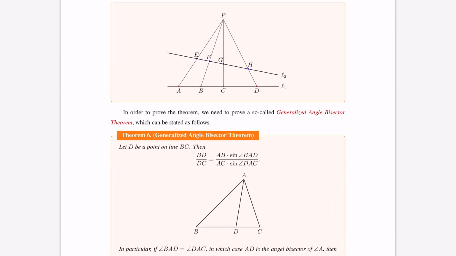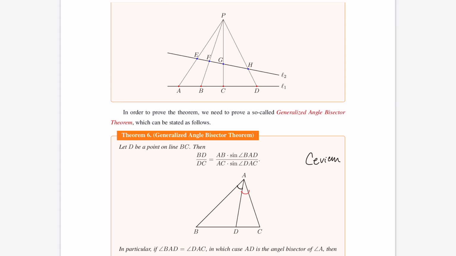So the configuration is again very simple. We have triangle ABC, and we have one line AD, which is apparently a cevian, right? And so the question is, what is the ratio of BD over DC? Well, there's a formula. BD over DC is AB over AC times sine of angle BAD over sine of the other angle, DAC.